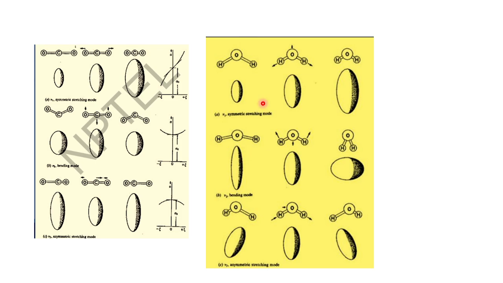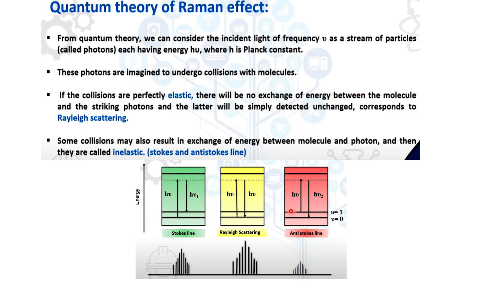But in case of H2O, if it is symmetric, you see the intensity of the polarizability is low. If it is asymmetric, it is high. Now, before going to discuss CO2 and H2O details about Raman, the next theory, that is quantum theory, we will discuss.